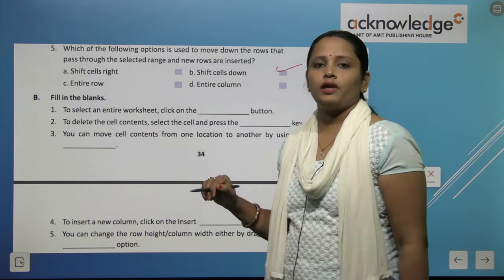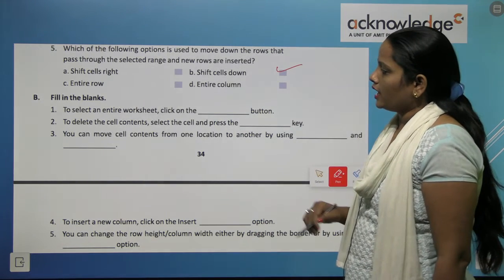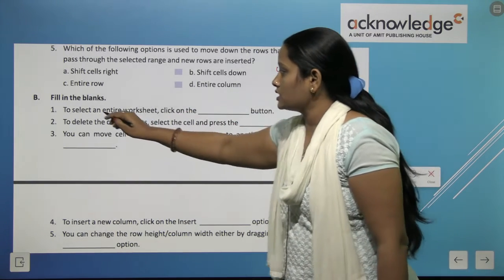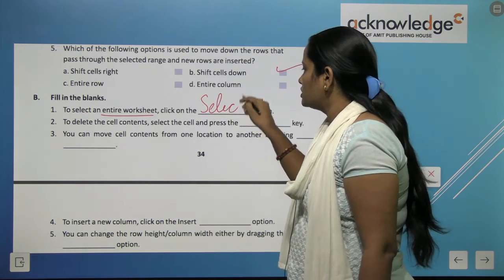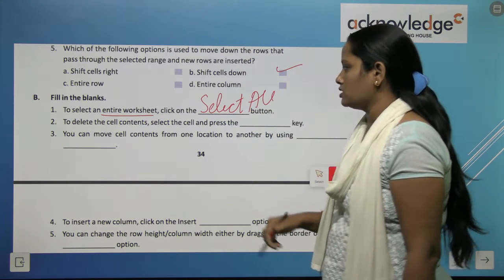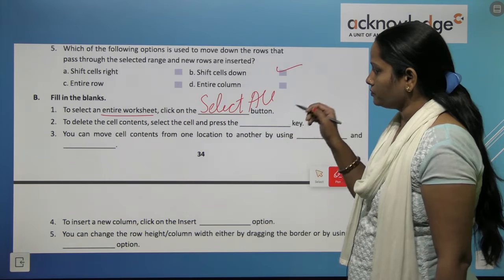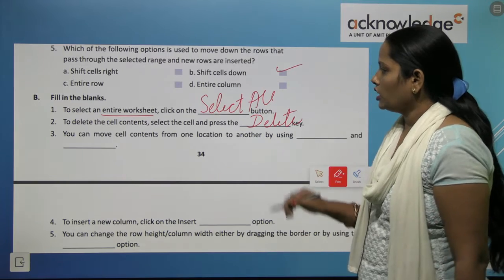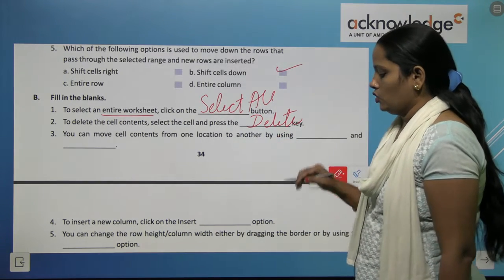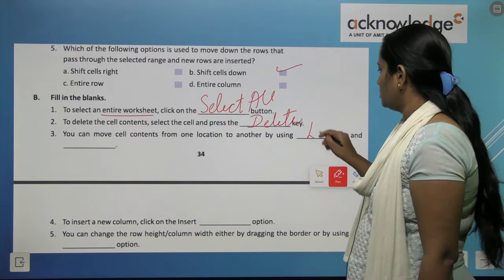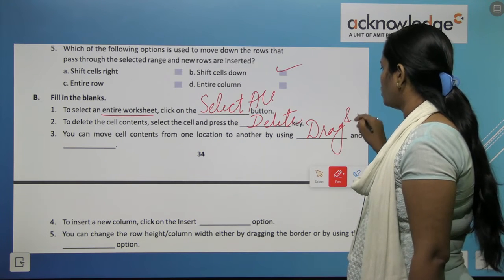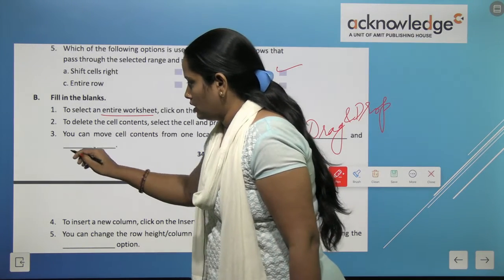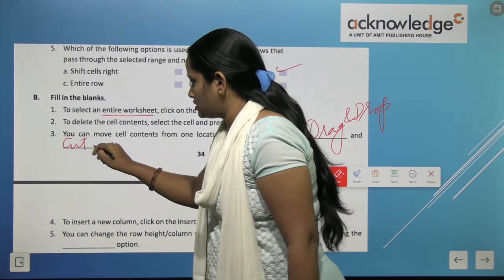Now come to the fill in the blanks, children. To select an entire worksheet, click on the select all button. To delete the cell content, select the cell and press the delete key. You can move cell content from one location to another by using drag and drop, also we can use cut and paste.